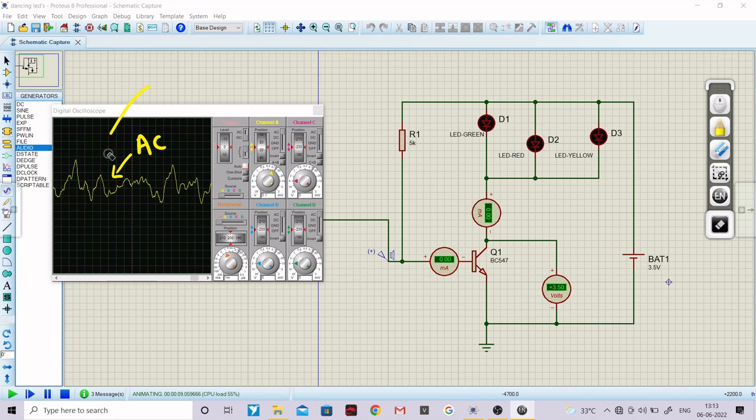Let me erase this, and that's the main reason. Since we had not connected our capacitor over here, these LEDs are not glowing. Why? Because this AC signal is not able to superimpose with the base voltage. So that's the reason the LEDs are not fluctuating, right? Let me pause this particular thing.